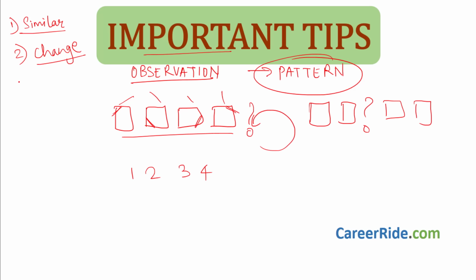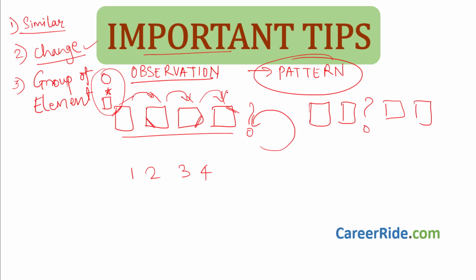Understood? Now, if you feel that there is no little by little change, then what to do? If you are not able to decipher the pattern, then try to find a group of elements and see how they change. For example, you might have a circle, star and a square. Then you can take this group and see how it changes from figure to figure. Based on that you can get the pattern.